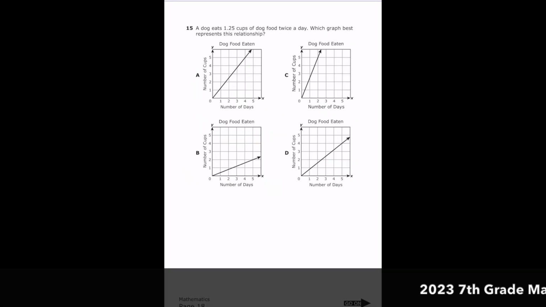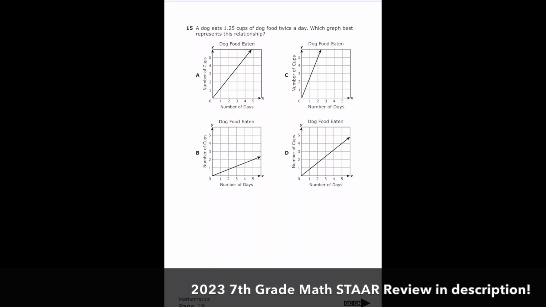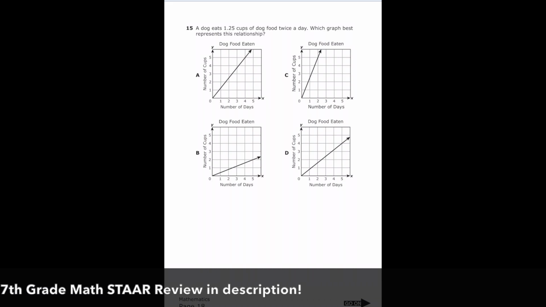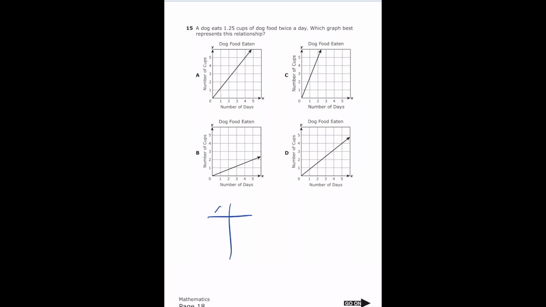Number 15, a dog eats 1.25 cups of dog food twice a day. Which graph best represents this relationship? So I'm going to make an XY chart. Okay. So if the dog is eating 1.25 cups twice a day, then that means in one day, the dog is going to eat 2.5 because we just have to double 1.25. All right, in 2 days, the dog is going to eat 5 cups. All right, in 3 days, just add another 2.5, it's going to eat 7.5.